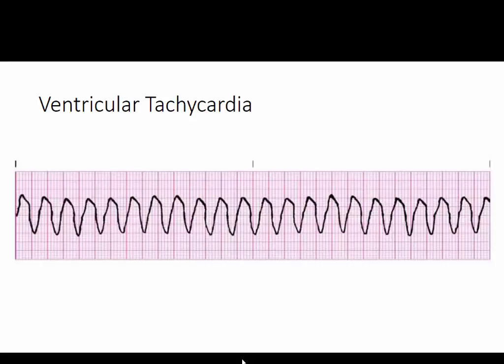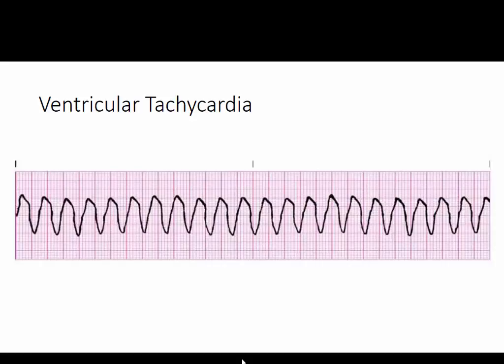People are not feeling well when they're in sustained VTAC. Because the heart, I mean, what is the heart rate there? There's no pause between that ventricular, so there's no time for the ventricles to fill. They're not pumping enough blood to the tissues and to the brain. So people are feeling lightheaded. You know, they're going to pass out in short order with this type of rhythm. So we get concerned when we see VTAC.